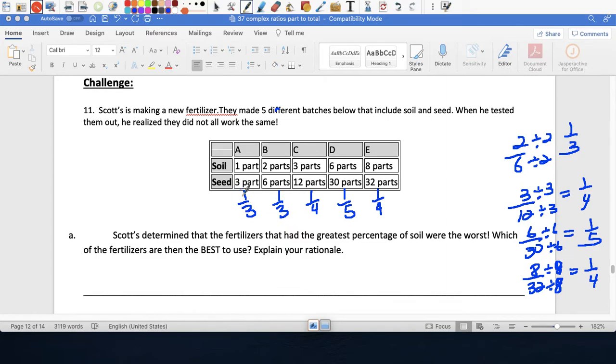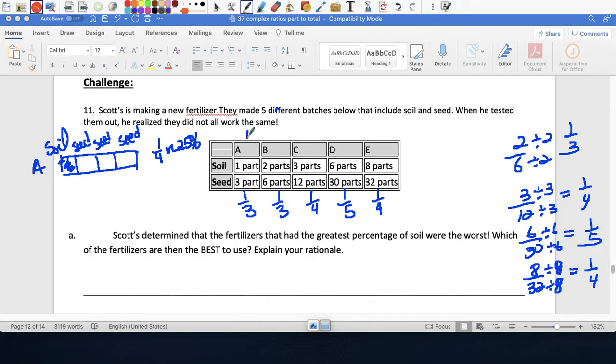Now notice that fertilizer A and B is made up of 4 parts, right? So let's call this fertilizer A. Let's break that into 4s. This is soil, 1 part soil. This is seed. This is seed. And this is seed. So 1/4. And that would be 1 out of 4, or 25%. So it's 25% made up of soil.